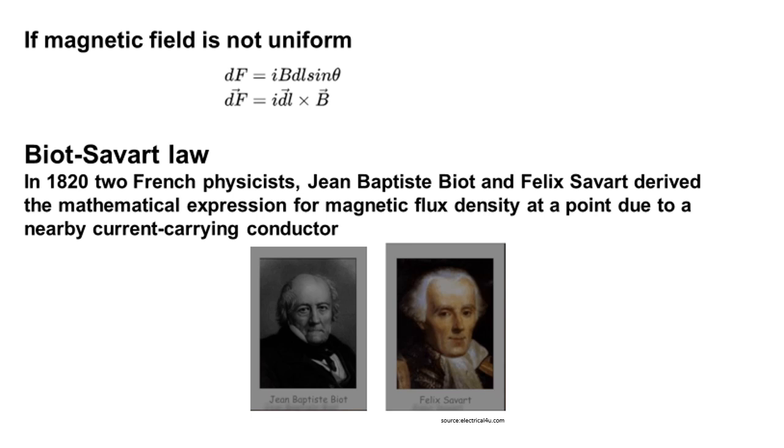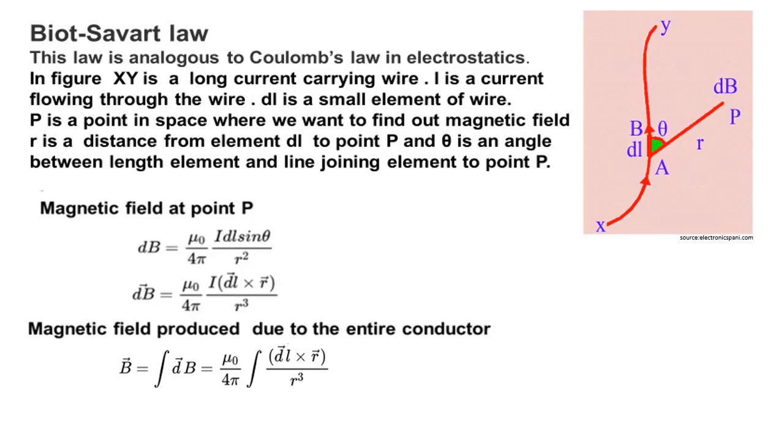Next is Biot-Savart law. In 1820, two French physicists, Jean-Baptiste Biot and Felix Savart, derived the mathematical expression for magnetic flux density at a point due to a nearby current carrying conductor. This law is analogous to Coulomb's law in electrostatics.